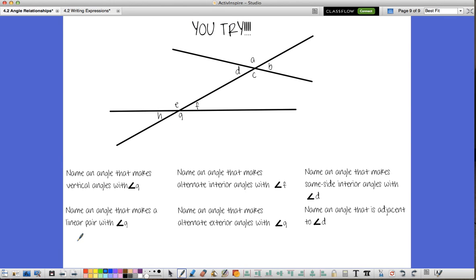All right, so here you have two lines split by a transversal, and it asks you to name different angles. So an angle that's vertical with angle G, linear pair with angle G, so on and so forth. So you can find each of these. There is a specific answer for each one of them. The one that talks about adjacent, though, this one here, so name an angle that is adjacent to angle D. There are two choices for you. You can either give me both or give me one. It is completely up to you.